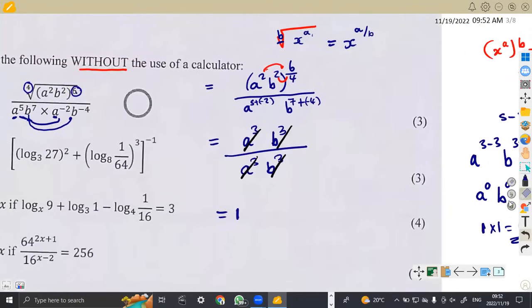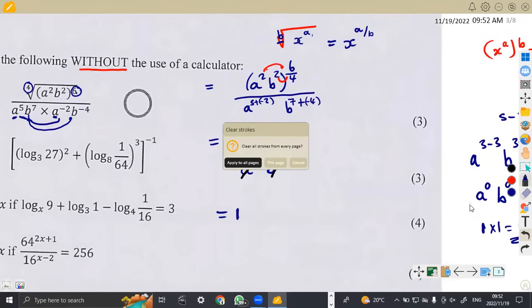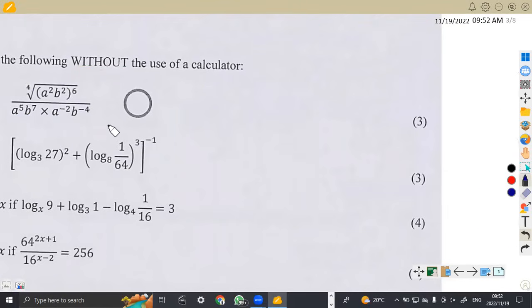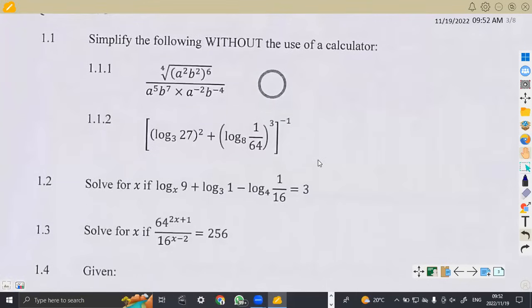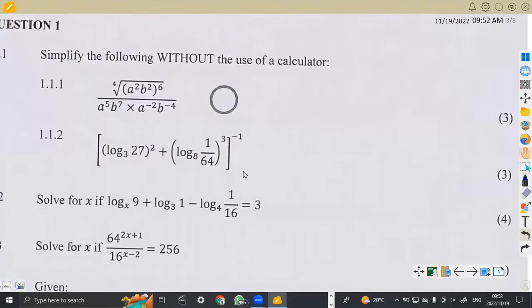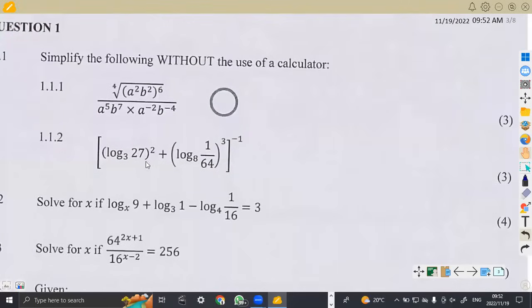Okay, so I'm just going to erase this part so that we can have the other part. Okay, let's see this part here, which is 1.12. We're given logarithms, and for logarithms, what I want you guys to know are the laws, okay? Especially here we can see that we have got the log of 27 base 3. Let's simplify this first.